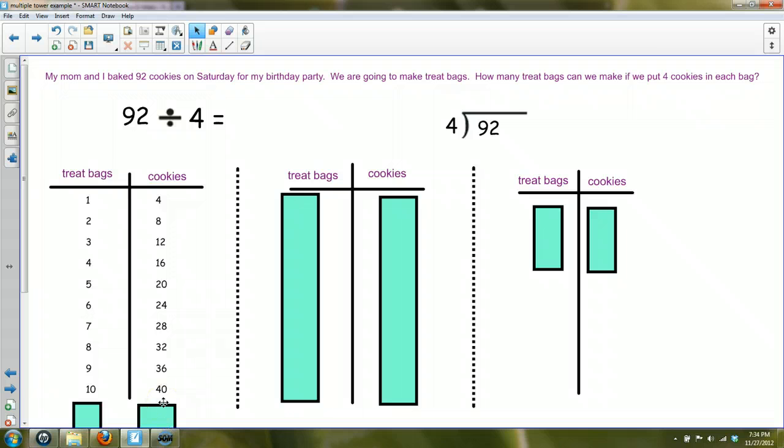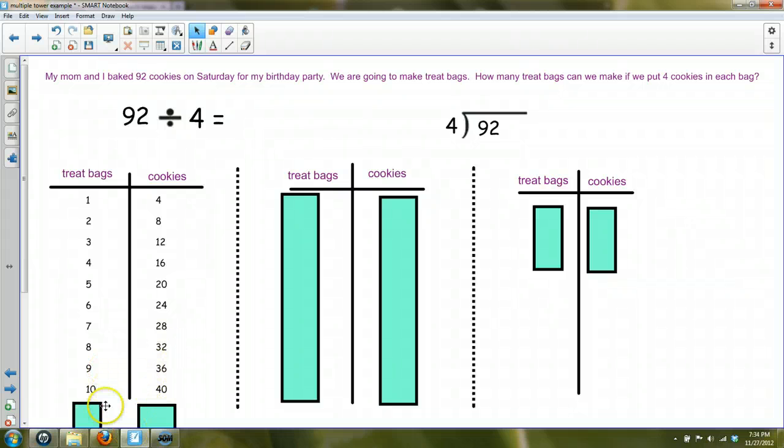Do you notice anything? How are the number of treat bags related to the number of cookies? Well, this is 1 times 4 equals 4. 2 times 4 equals 8. 3 times 4 equals 12. 4 times 4 equals 16. 5 times 4 equals 20. 6 times 4 equals 24. 7 times 4 equals 28. 8 times 4 equals 32. 9 times 4 equals 36. 10 times 4 equals 40.